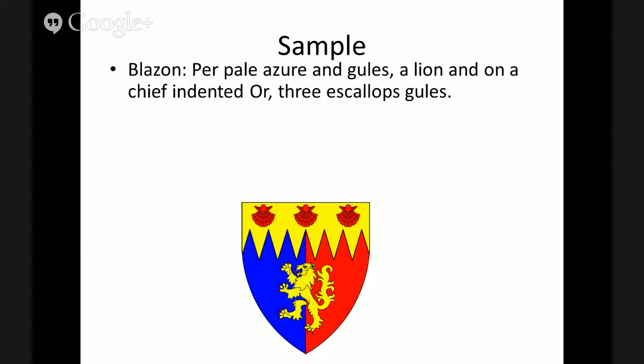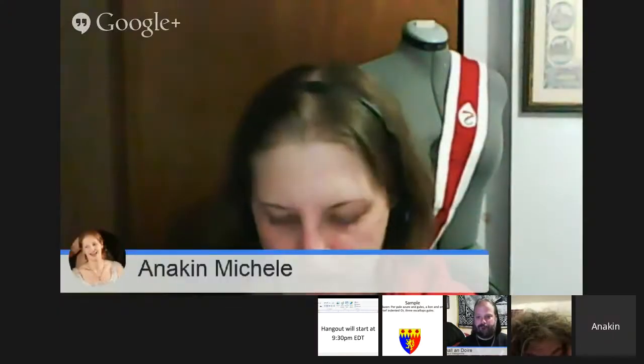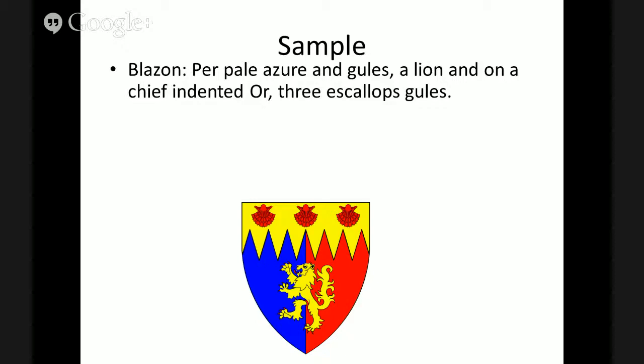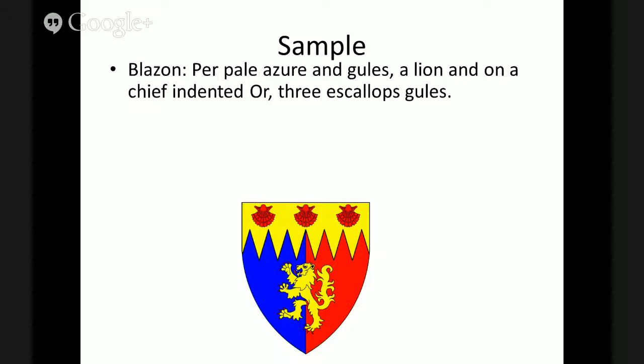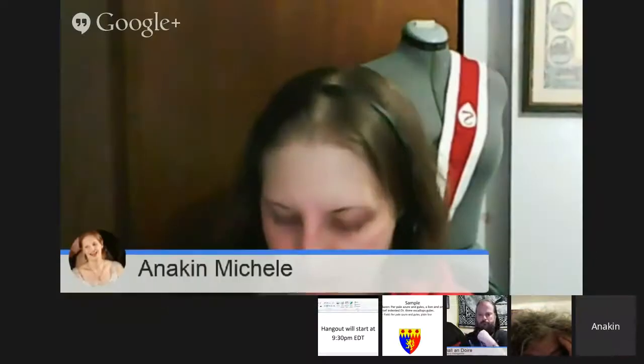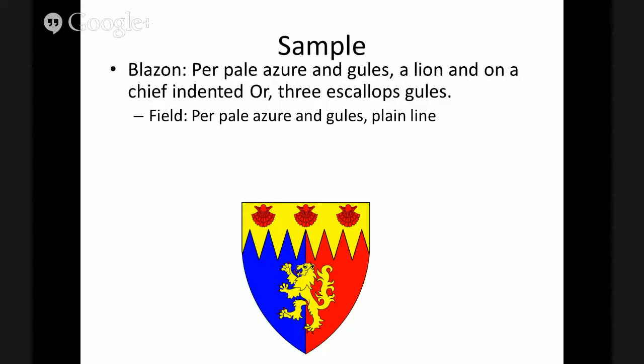So, back up. What's the field? Somebody tell me what the field is. Per pale, azure and gules. Good. Anything else you can tell me about the field that might be worth a DC? What kind of line of division is that? It's a plain line of division. So if we had something that wasn't a plain line, would that be worth a DC? Yes. So the field is per pale azure and gules with a plain line.